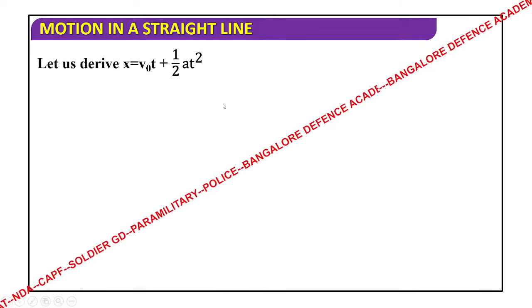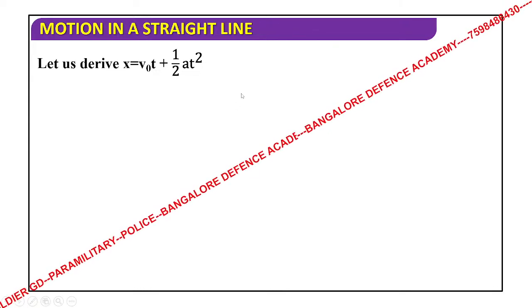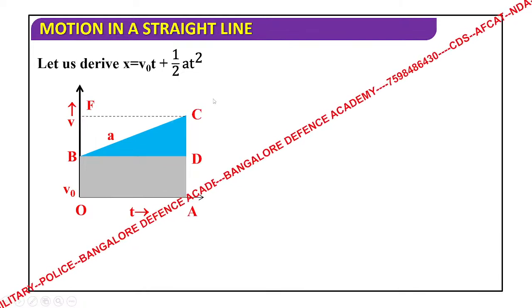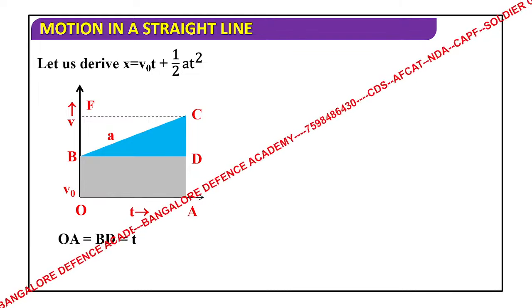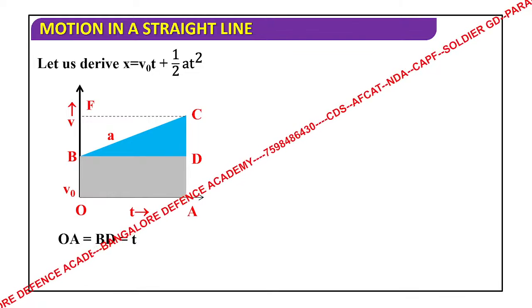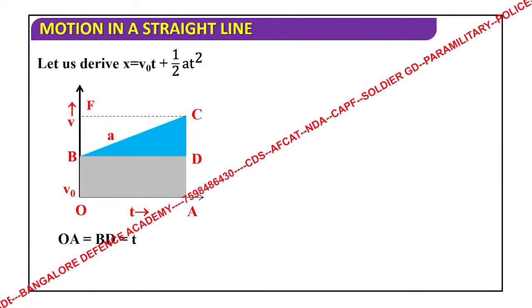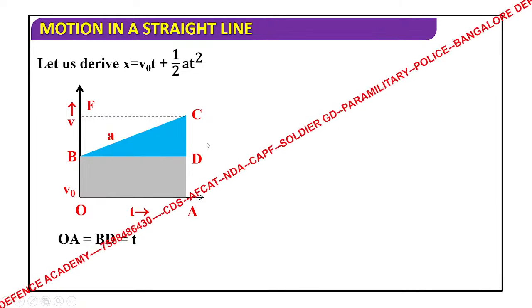Here I have to prove x is equal to v naught t plus half at square, or s is equal to ut plus half at square. So I'm going to take this graph here. OA is equal to BD is equal to T. OA on the x-axis, I'm considering it is time, and OADB is a rectangle. So BD is also equal to T.